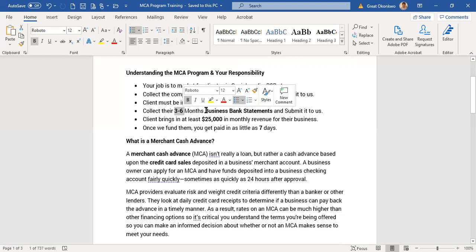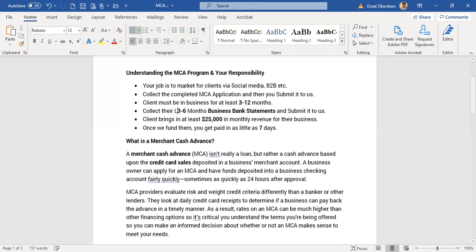For bank statements it's 3 to 6 months. Three is the minimum. Six months is not the max, because if their account is not good, we don't want that. So it's going to be the last 3 to 6 months. They're not going to turn in 3 months of last year. No, the last 3 to 6 months, and then you submit it to us, and you will need to verify from the application, though.